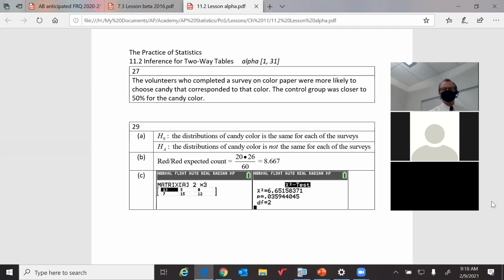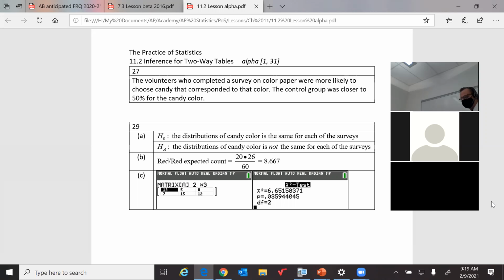So for 29, what is the null and the alternate? Well, the null is the distribution of candy color is the same for each of the surveys. The alternate is it's not the same. Then what are the expected counts? Well, I only did one expected count. I said the sum of the red row times the sum of the red column divided by 60 should give you 8.68 2/3. Then it asks for the test statistic and all of the expected counts. Well, we're going to do this together.